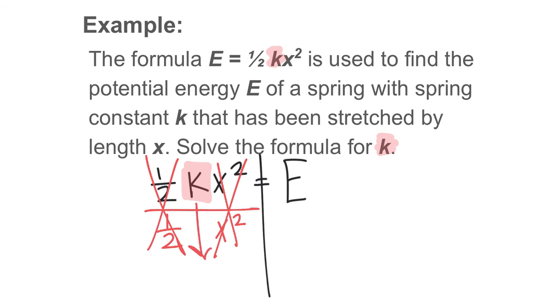That lets me just bring down my K. If I divide by 1/2 and x squared on this side, I'm going to divide by 1/2 and x squared on this side. Now, this is one of those exceptions where when we're dividing by a fraction, we've got to remember to turn that around and flip it over and multiply. So instead of dividing by a half, I'm going to multiply by 2/1.